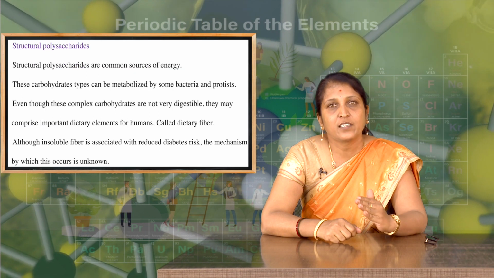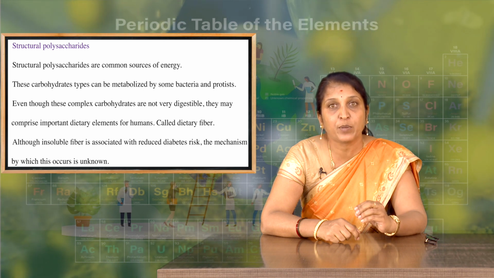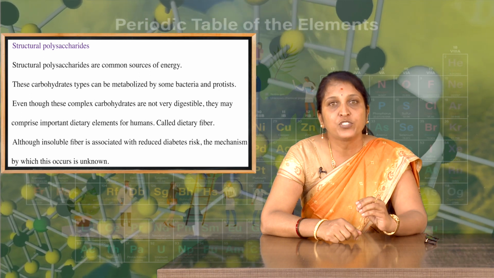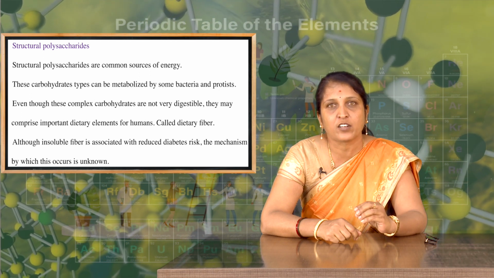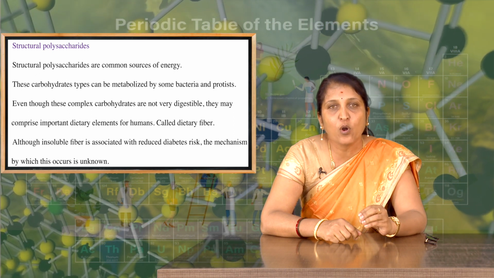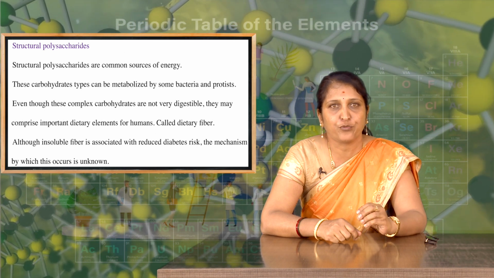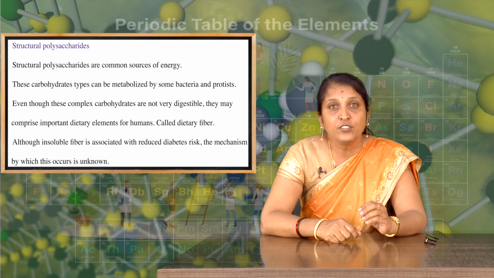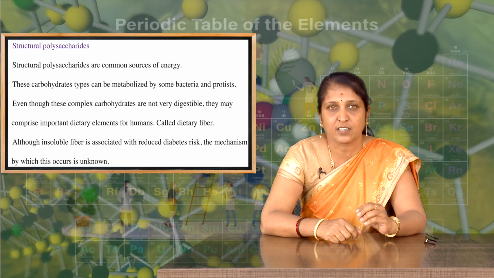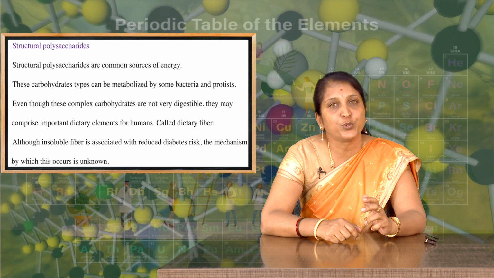Structural polysaccharides are a common source of energy. This carbohydrate type can be metabolized by some bacteria and protists. Even though these complex carbohydrates are not very digestible, they may comprise important dietary elements for humans called dietary fiber. Although insoluble fiber is associated with reduced diabetes risk, the mechanism by which this occurs is unknown.